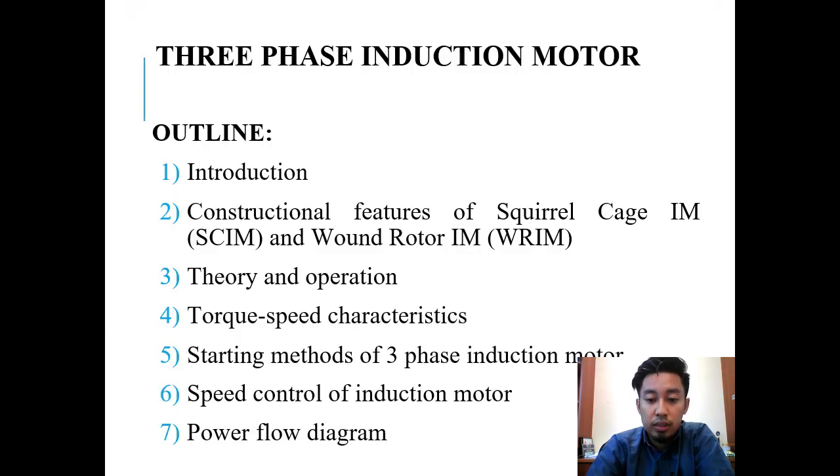So this is part 1 for the induction motor. For this chapter, we will cover the 3-phase induction motor: the constructional features of the squirrel cage and the wound rotor. These are the two types of rotor in the induction motor. Then the theory and operation, torque-speed characteristic, the starting methods of the 3-phase induction motor, speed control of the induction motor, and the power flow diagram.